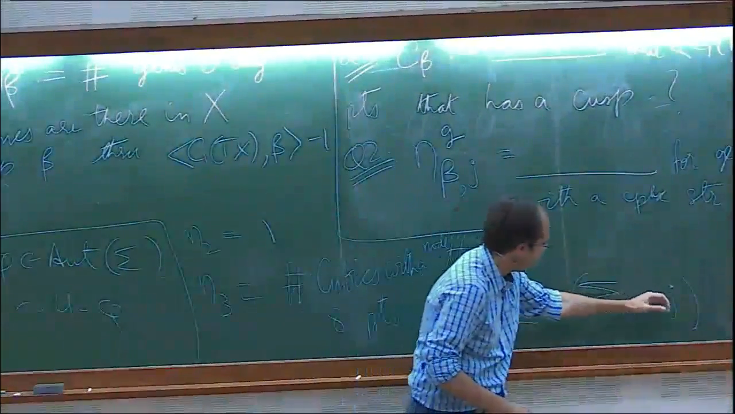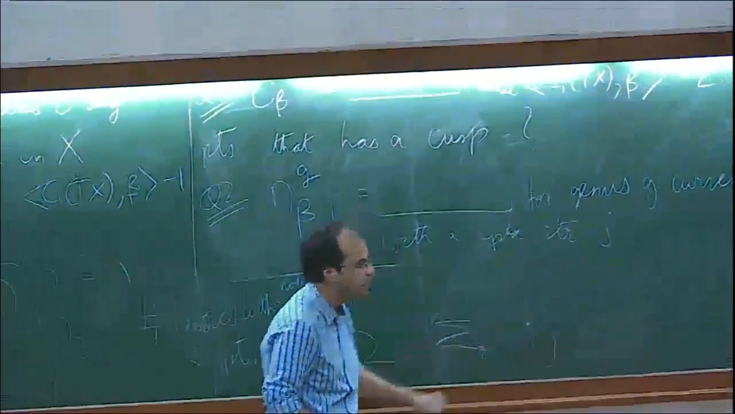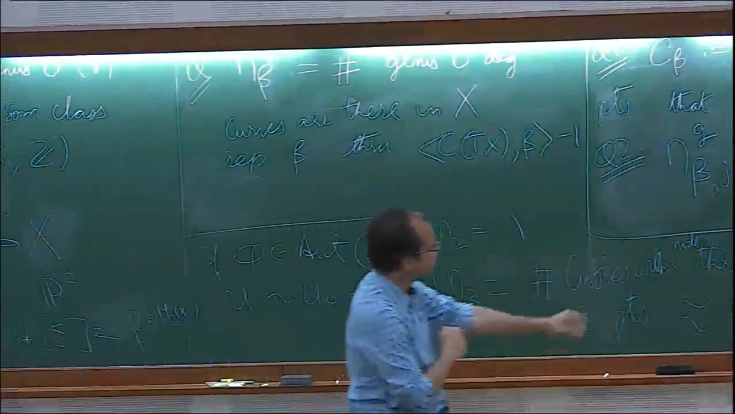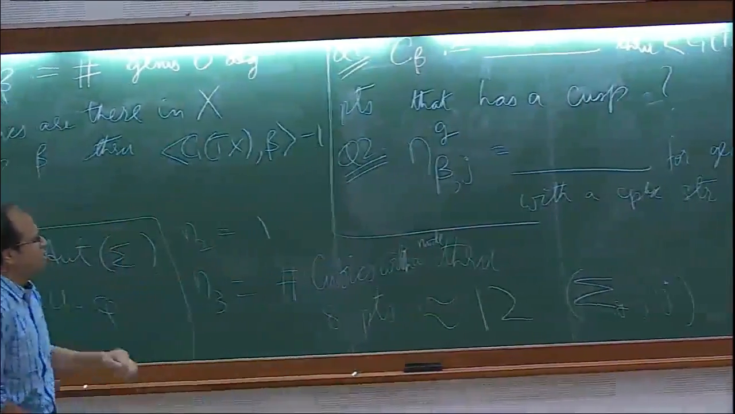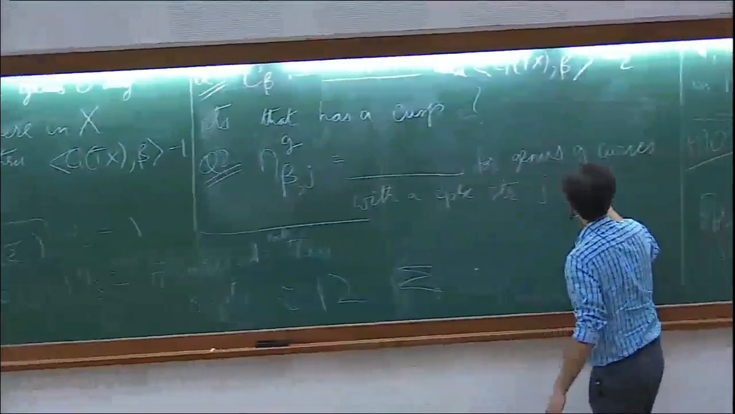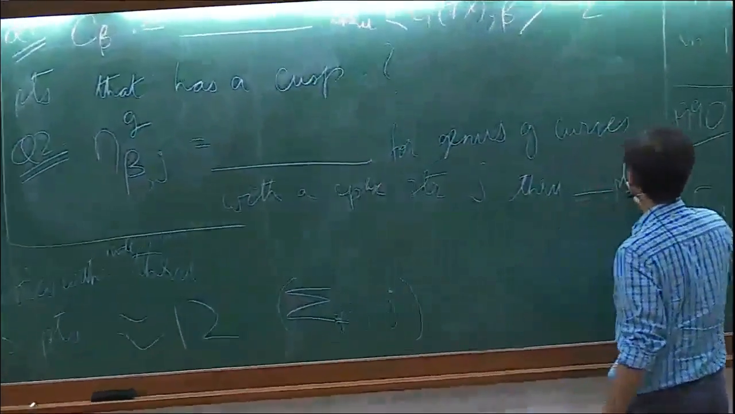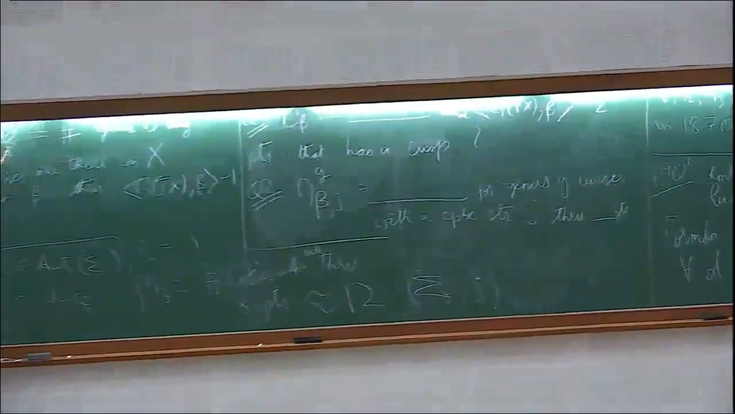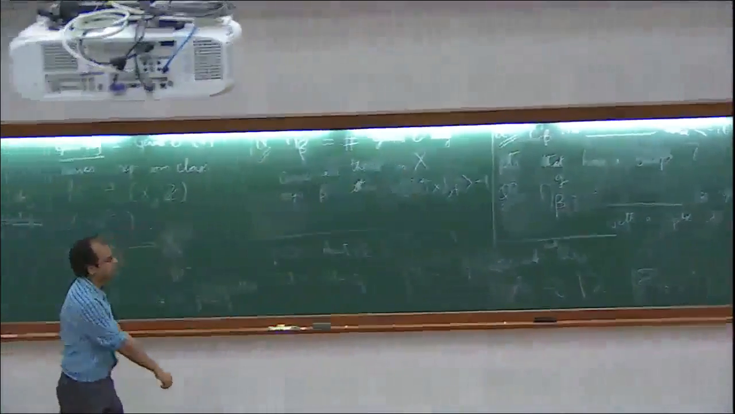Fix the Riemann complex structure on the domain. Let's denote that by J. Maybe the answer depends on J, maybe it doesn't, but for the moment, let's put the J here. So you fix the complex structure on the domain and make it pass through the right number of points. Basically the same question, but for G equal to 0, it's basically this question.